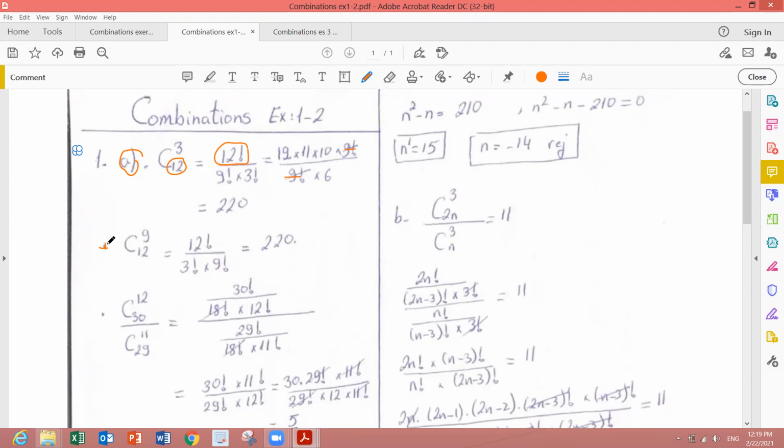We start with the second one. Any questions about the first? Now 12 choose 9. We start with 12 factorial. The difference 12 minus 9 is 3 factorial times 9 factorial. It is the same as the above one. 12 factorial, 12 factorial, 9 factorial, 9 factorial, we get 220. By the same way, we get 220.